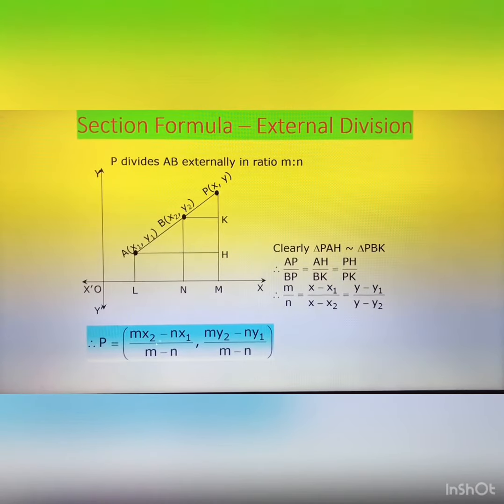So you will get this, this is the external formula. So keep in mind what is the external section formula. Section formula, external division.